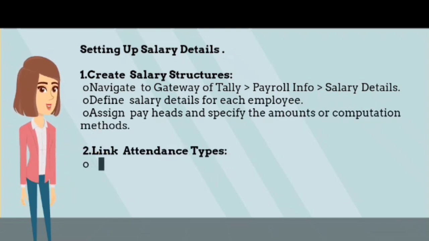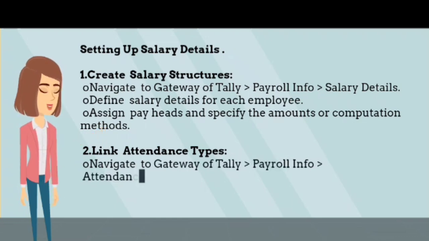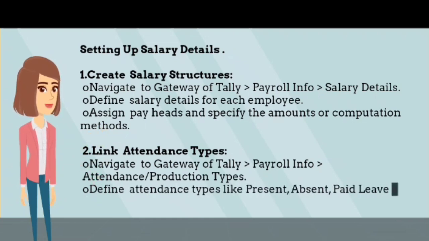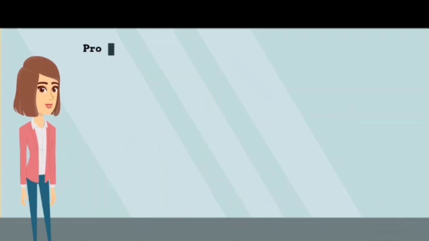2. Link attendance types. Navigate to Gateway of Tally, Payroll Info, Attendance/Production Types. Define attendance types like present, absent, paid leave, etc. Link these attendance types to employees.